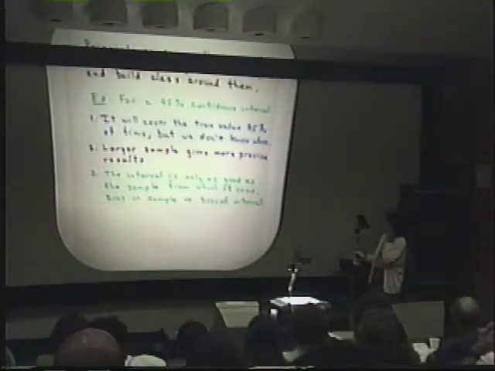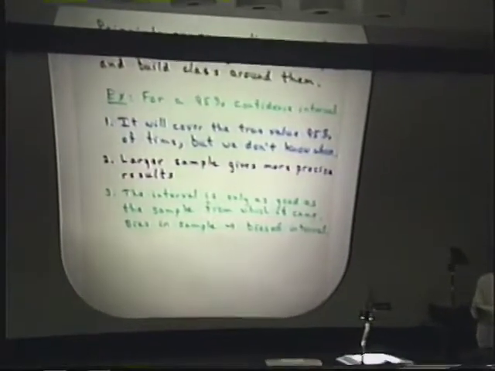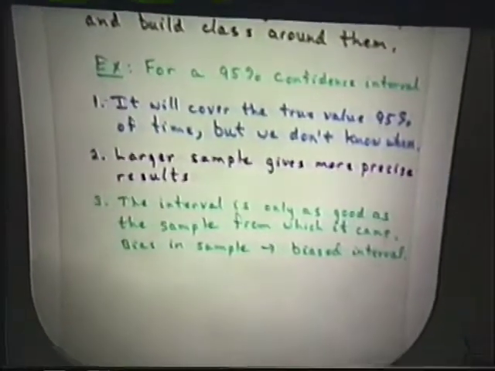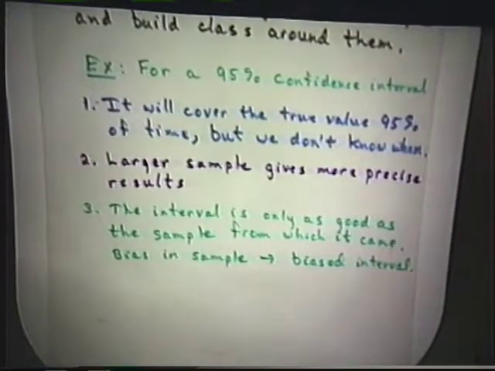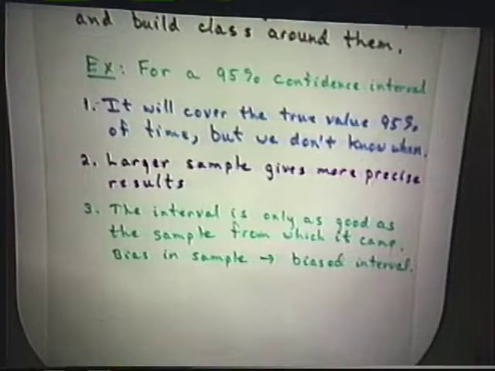The second is that larger samples give more precise results. That's something that I try to hammer because I think that people don't understand when they read results in the media and it says that no difference was found. They don't understand that sometimes no difference was found because there wasn't a large enough sample and thus precise enough result. So I hammer that one.